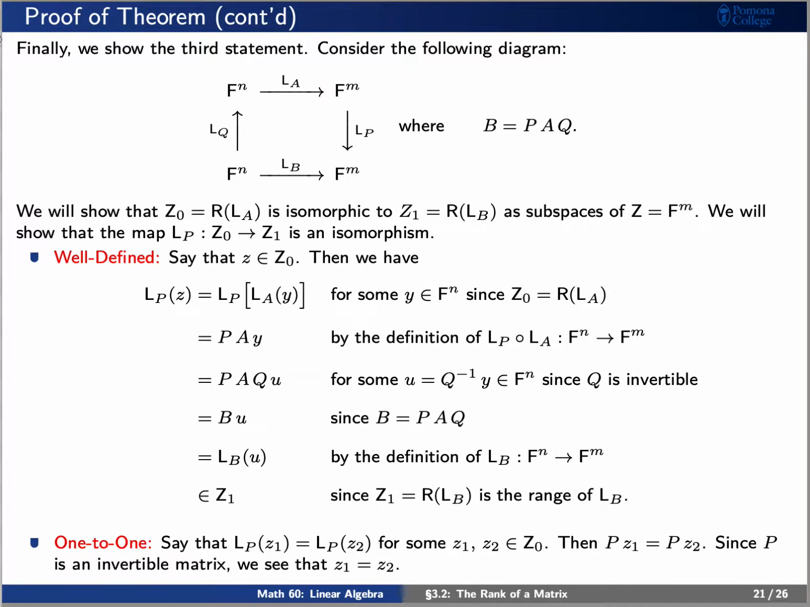Next, we'll show that this map is one to one. Well, if L_P of z1 equals L_P of z2, then simply put, P is an invertible matrix, so we can multiply by P inverse on both sides to find that z1 does indeed equal z2.